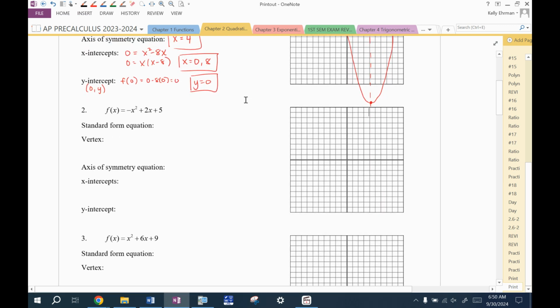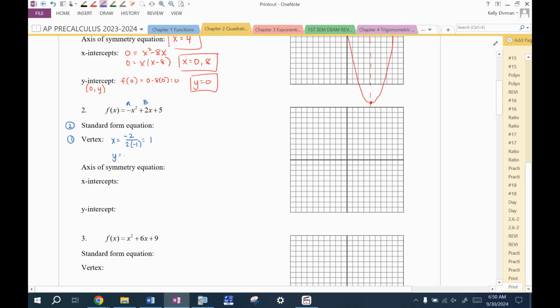So standard form equation, again, I'm going to find the vertex first. So basically I'm finding the vertex first, and then I'm writing the equation second. All right, so the vertex formula is x equals opposite of b, negative 2, over 2 times a, 2 times negative 1. So negative 2 divided by negative 2 is positive 1.